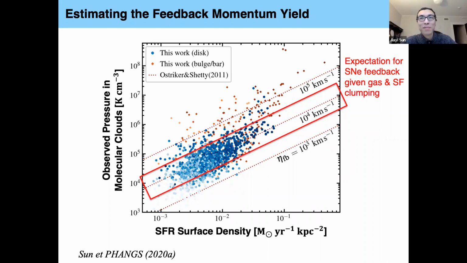Right. Yeah. What's surprising is that people will tell you that you've got to have bound clouds to make stars, and that's obviously incorrect.